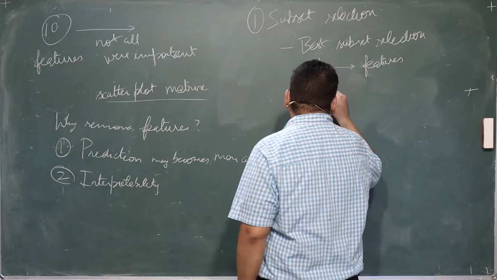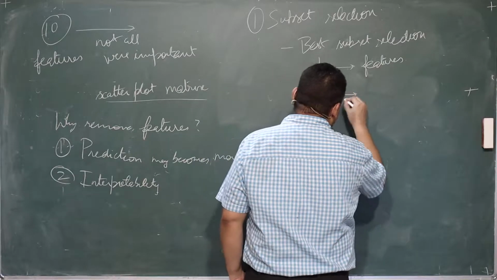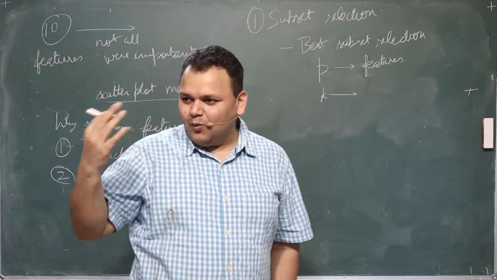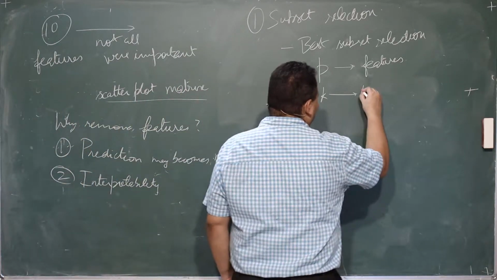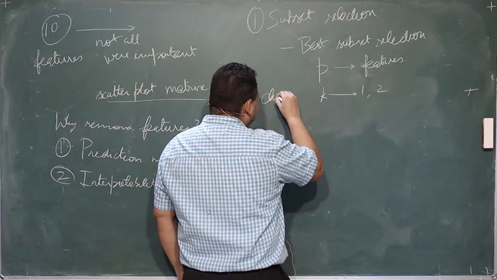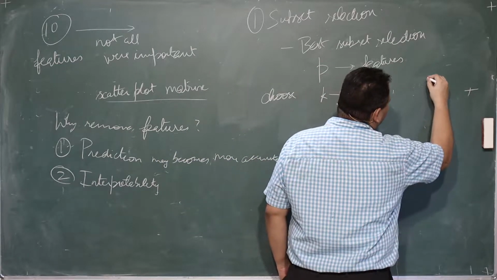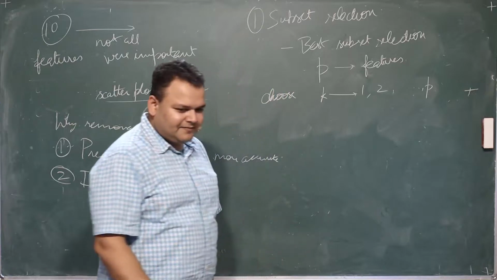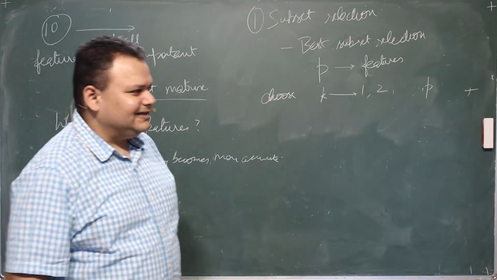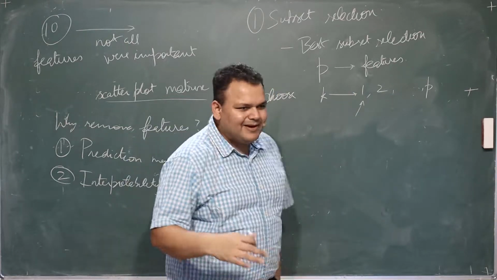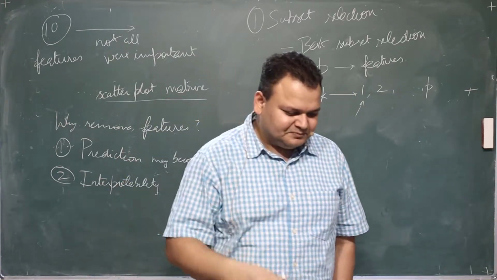So we'll choose k out of these p. And what can be the values of k? K can be 1, 2, 3, up till p. So choose k out of these p. How many total? If you were to choose k is equal to 1, how many subsets can you make?